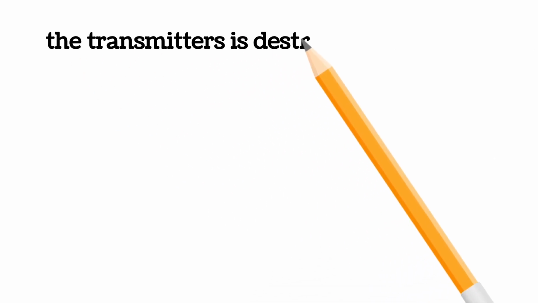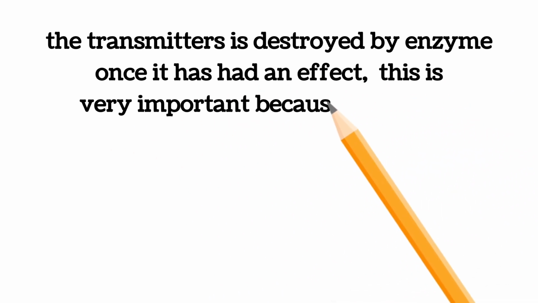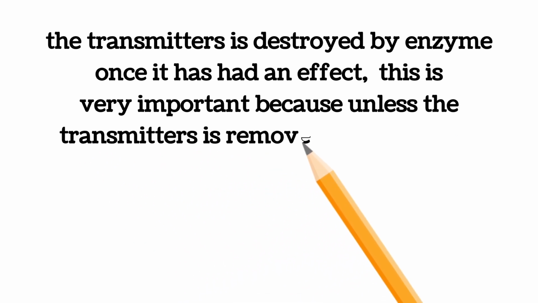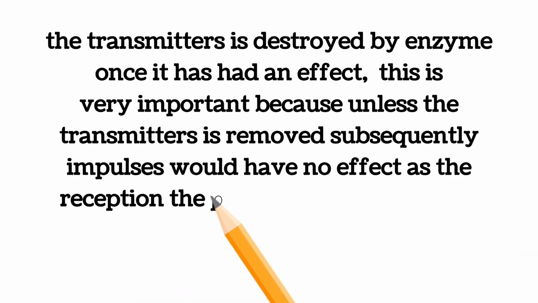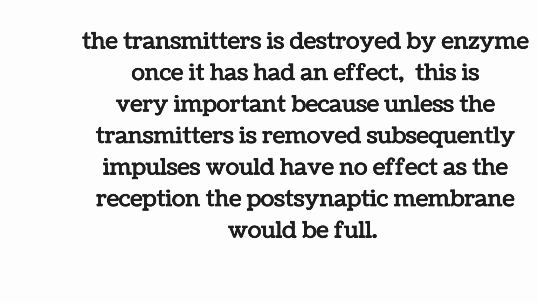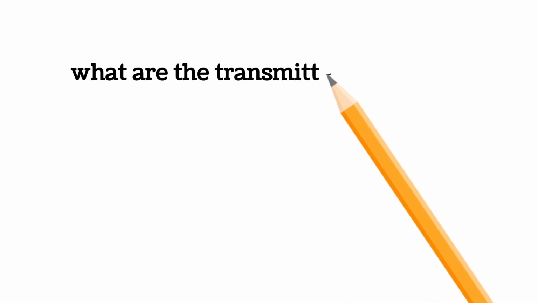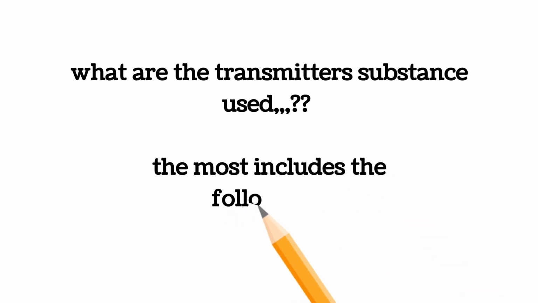This keeps moving as the process goes on, and then the transmitter is destroyed by enzymes once it has had an effect. This is very important because unless the transmitter is removed subsequently, the impulse would have no effect, as the receptors on the postsynaptic membrane would be full. Hence the impulse is conducted and moved to the next level, or the coordination of the reverse information takes place.